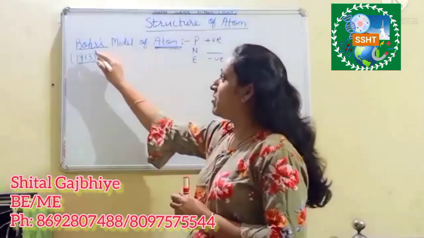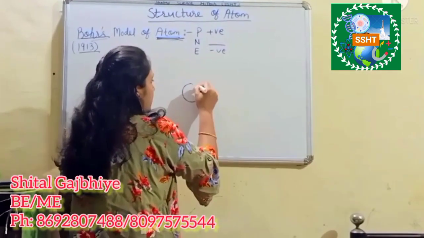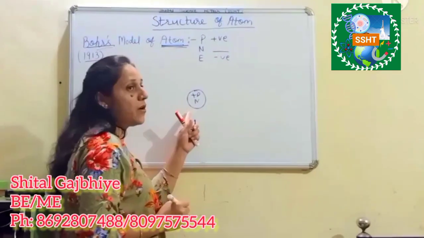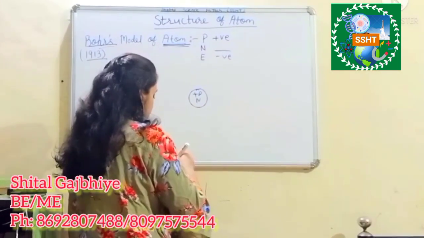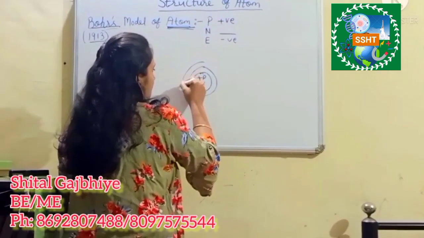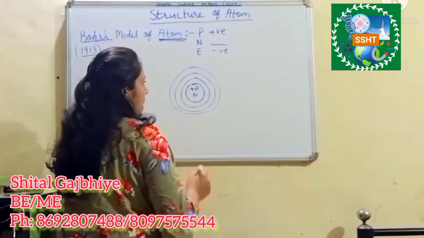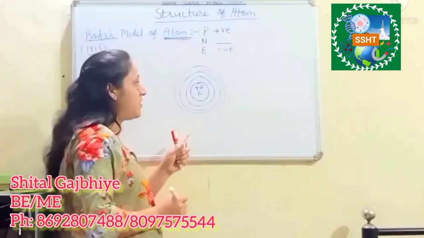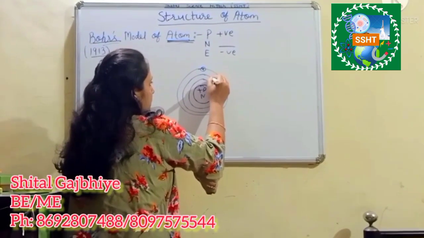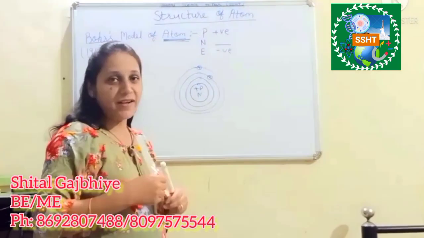The model given by Bohr is like this. At the center, there are protons and neutrons. This center is called the nucleus, and it is surrounded by the energy levels, or they are called shells. In these shells or levels, electrons are situated, which are negatively charged. So this model is given by the scientist Bohr.